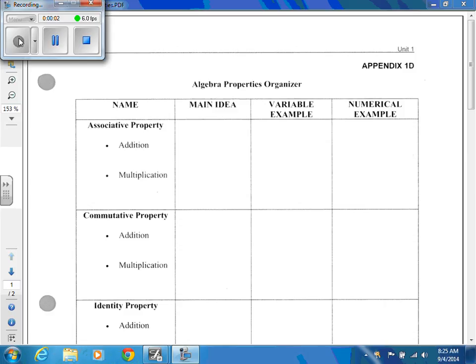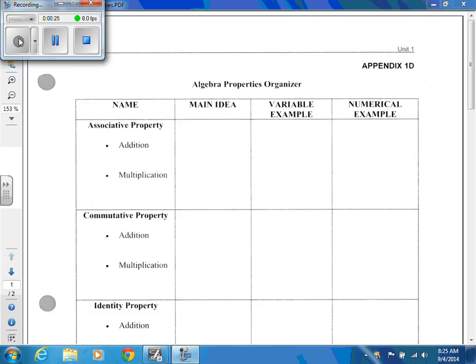This lesson is going to let you know about the properties that you will be investigating and using in Algebra 1. Most of them you are already familiar with from your pre-algebra and before days, but there are some new ones to algebra that you have not seen before that you will have to make a special effort to know. On this chart, we will be giving you the main idea, a variable example, and a numerical example for each one so that you have something to study off of.